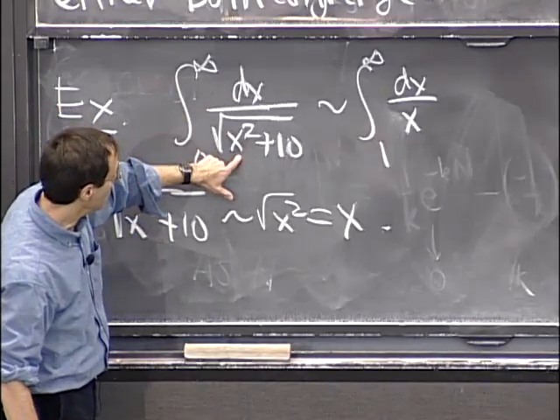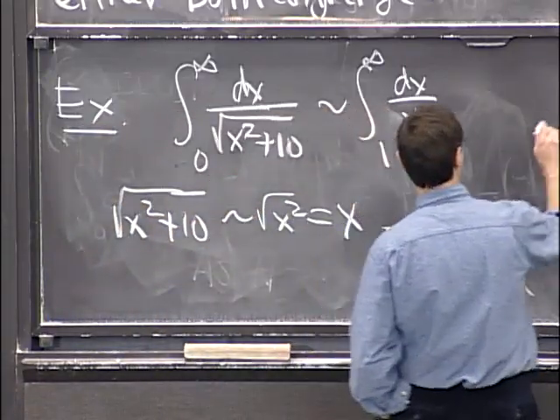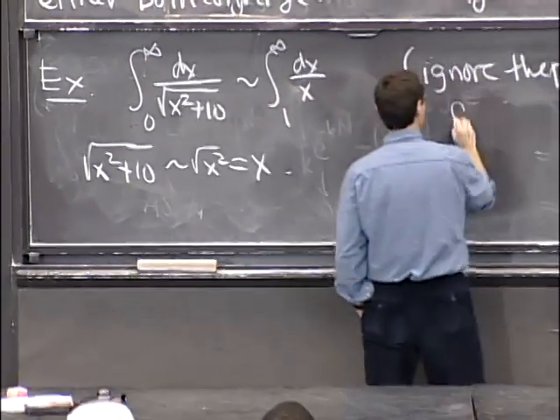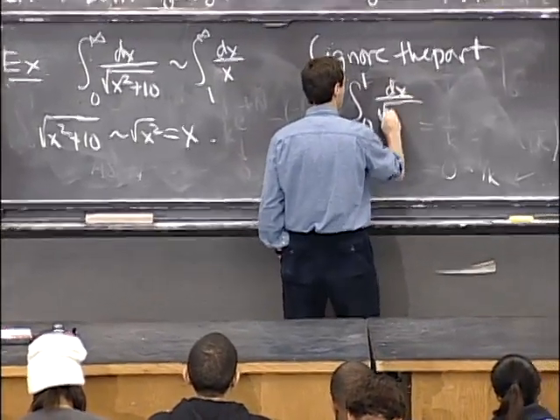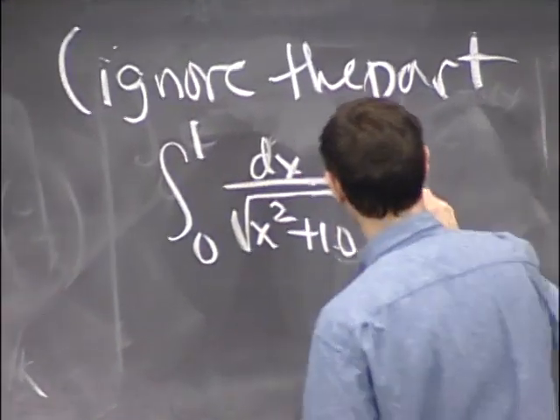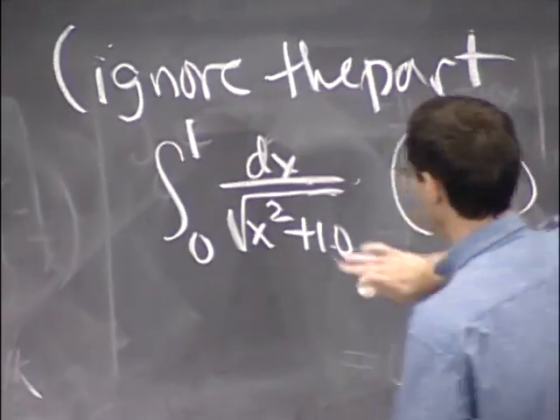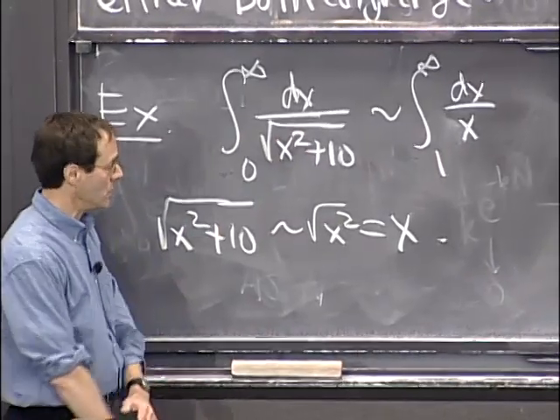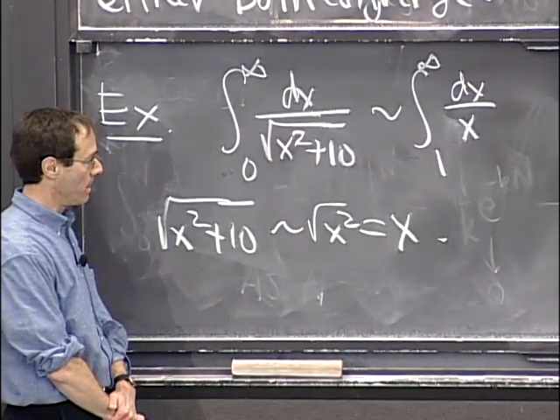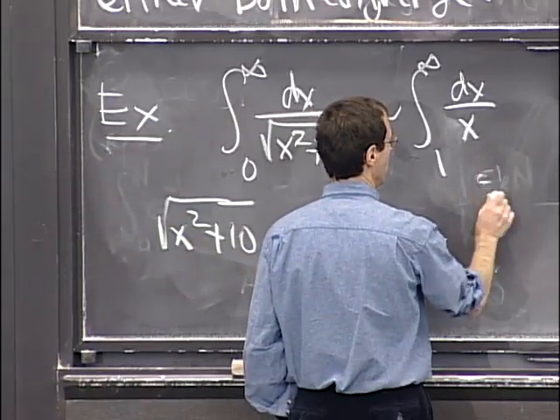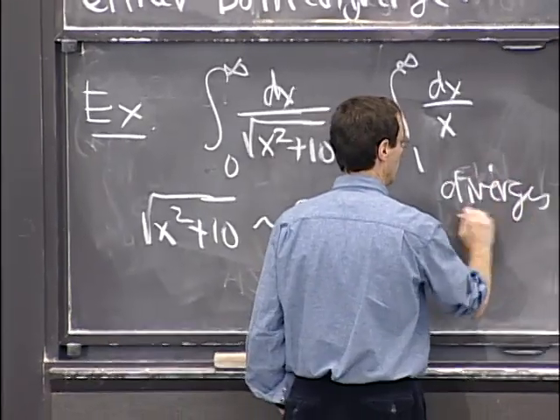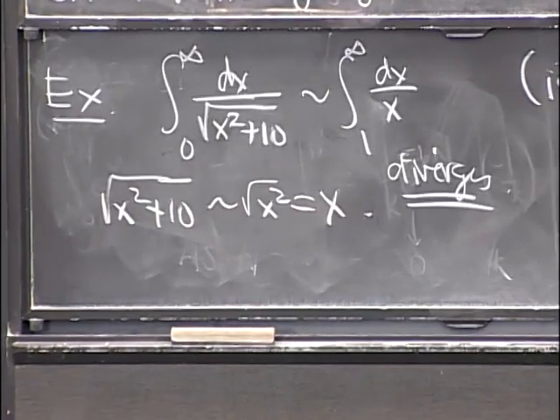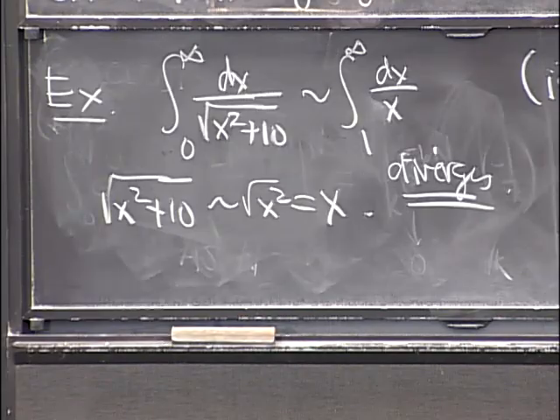So we're going to ignore the piece of this, the integral from 0 to 1 of dx over the square root of x squared plus 10, which is finite anyway and unimportant. Whereas, unfortunately, the integral of dx over x will have a singularity at x equals 0, so we can't make the comparison there. All right? Anyway, this one is infinite. So this is divergent, using what I knew from before.